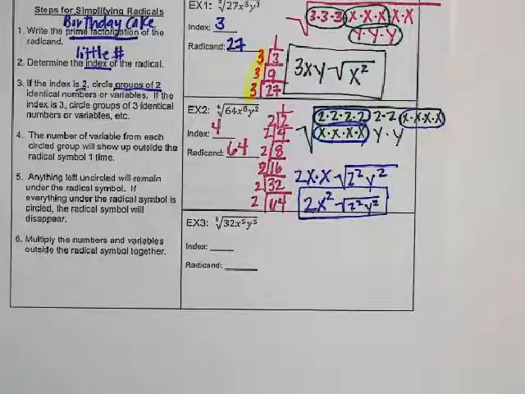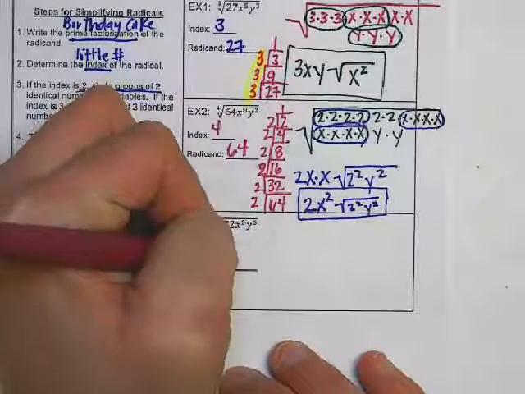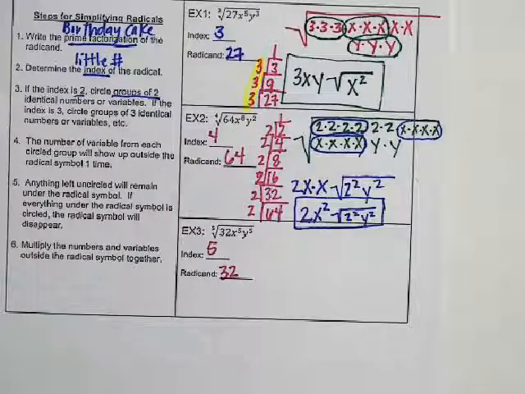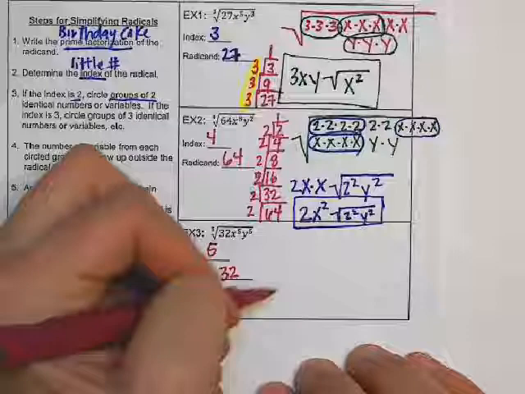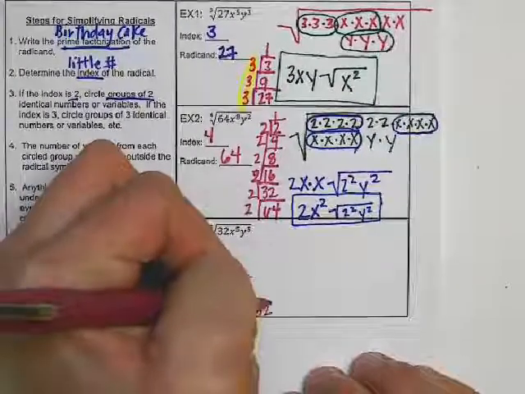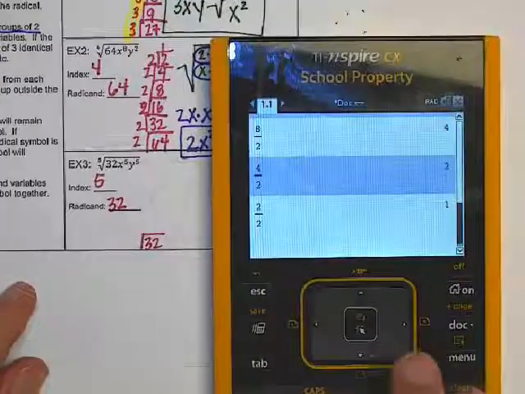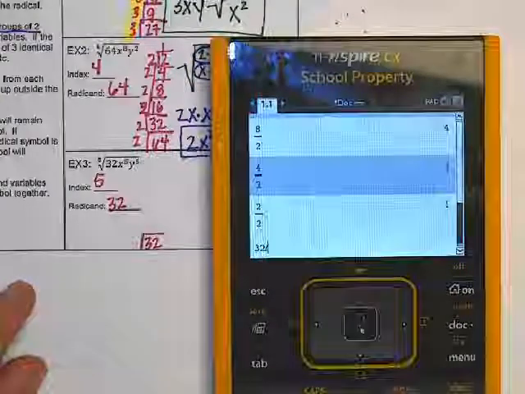Okay, example 3. What's my index? 5. What's my radicand? 32. What do I start with? Birthday cake. Okay, here we go. 32 on bottom. Division box. Okay, start with what? 2. 32 divided by 2 is 16.